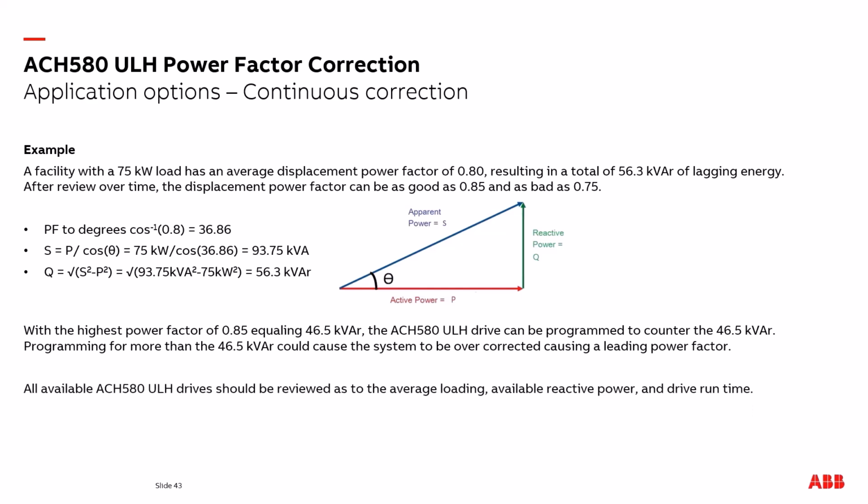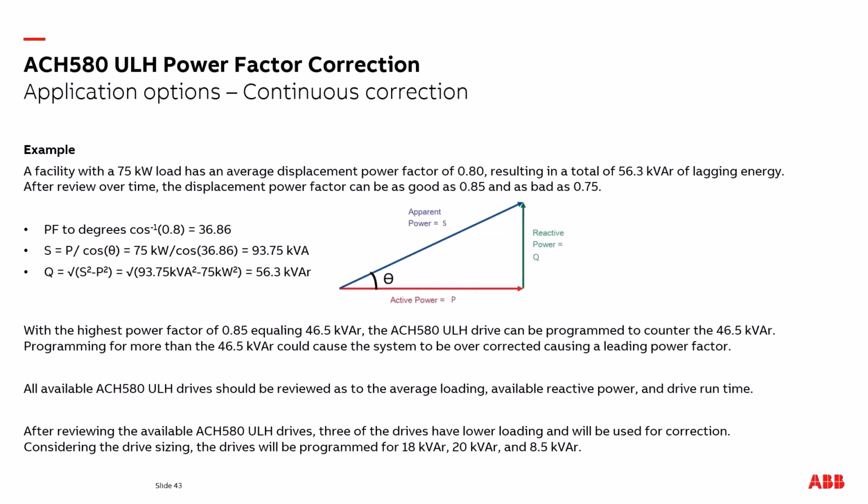All available ACH580 ULH drives should be reviewed for the average loading, so there's available active power and the amount of time the drive is running, to get the best bang for your dollar. After reviewing our system, we see 3 drives that have lower loadings that can be used for correction, and then we can disperse the actual kVAR amongst the 3 different drives. So we can program one drive for 18 kVAR, the other one for 20 kVAR, and one for 8.5 kVAR. This will give you your total correction of 46.5 kVAR, and that will allow you to have the system working.